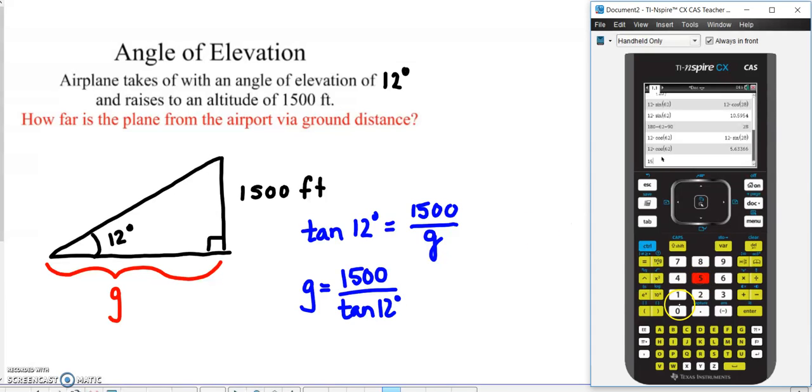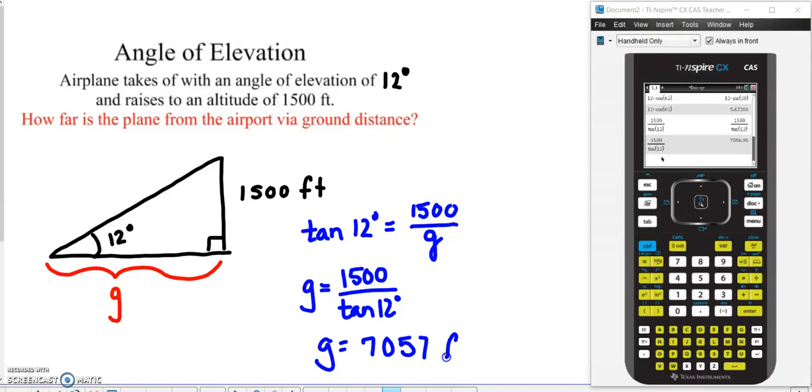So let's put that in the calculator. 1500 divided by, here's our trig functions, the tangent of 12 degrees. And it's approximately 7,000, it's very tiny, 57 feet away from its original starting point.